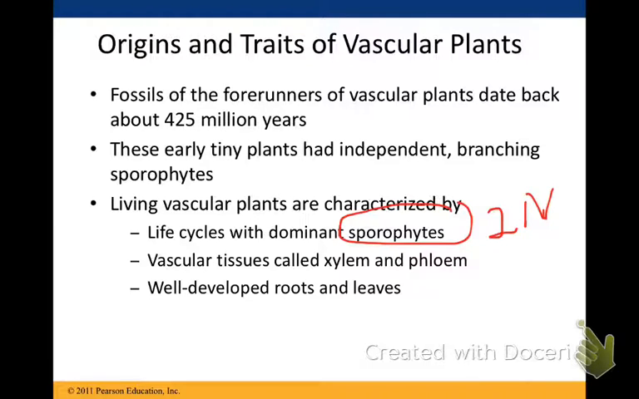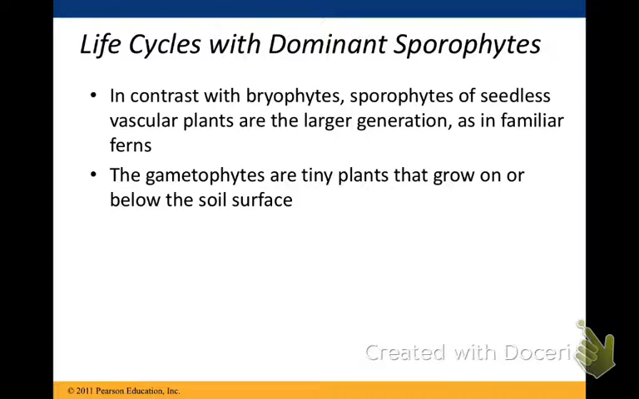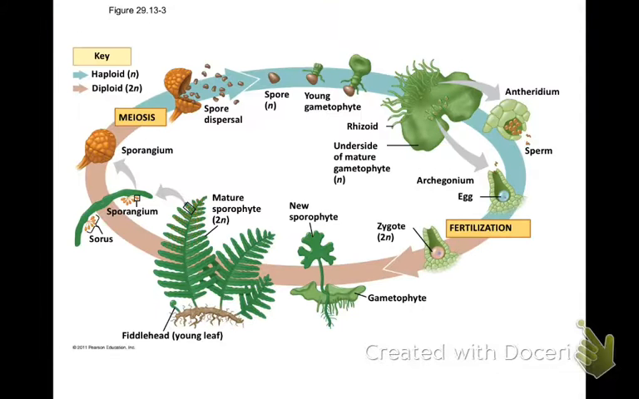And the key adaptation that evolved in these plants were vascular tissues to transport water and minerals from the soil, and the products of photosynthesis through the phloem. And the development of vascular tissue allows for true roots and leaves. Okay, so like I said, in contrast to the bryophytes, the vascular plants, both the seedless and the seed-bearing plants, the dominant generation is the diploid generation, and the gametophytes tend to be very small, independent organisms.